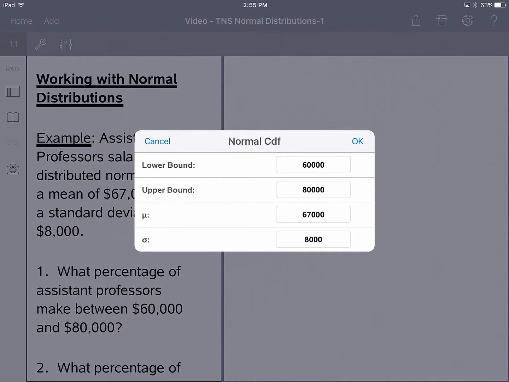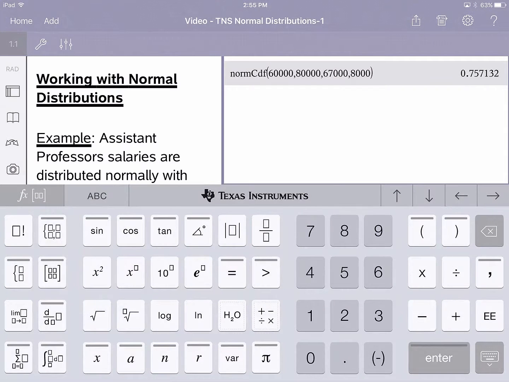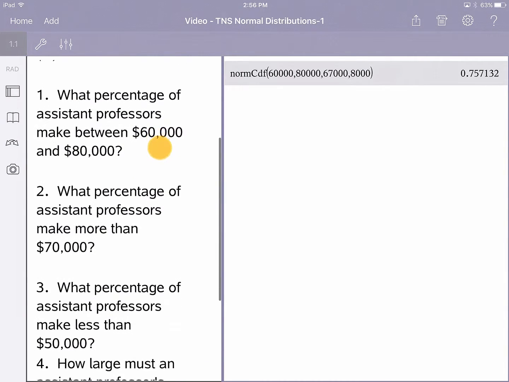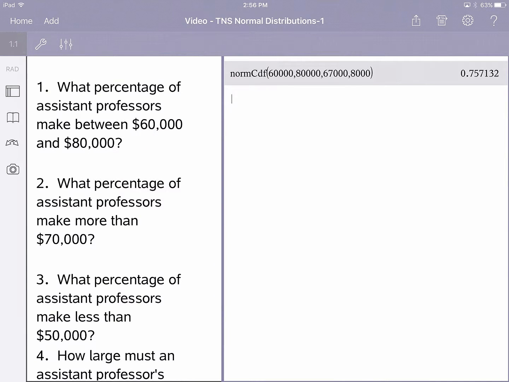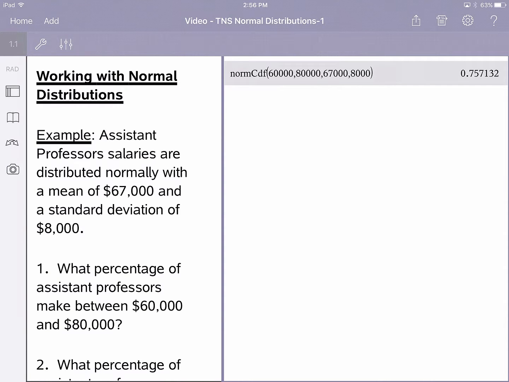You can see these kind of behind it grayed out, but you can see the mean and standard deviation as well as problem number 1. So once I get all that information entered, I hit OK. This gives me the command that the calculator uses to determine the percentage, and here the percentage of assistant professors that make between 60,000 and 80,000 is 0.757. So it automatically gives me the probability, but we probably will want to convert this to a percentage by moving the decimal 2 places to the right and affixing a percent sign. So 75.7% would be the appropriate percentage here.